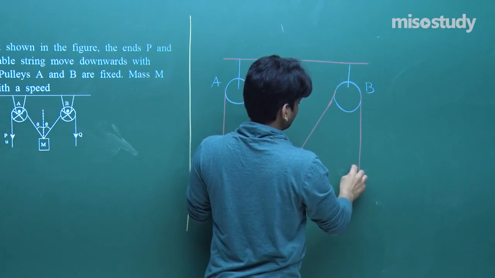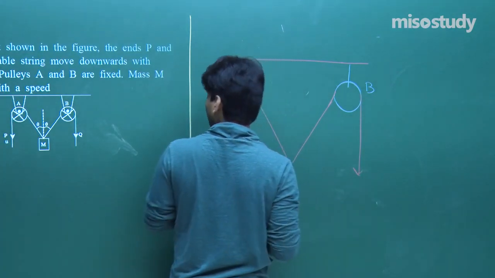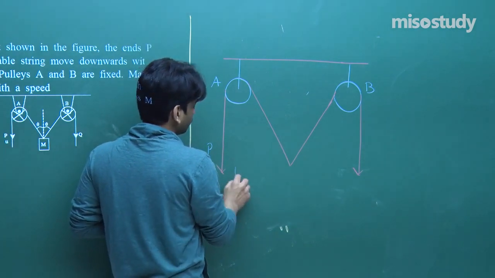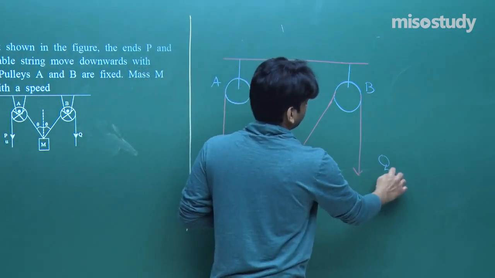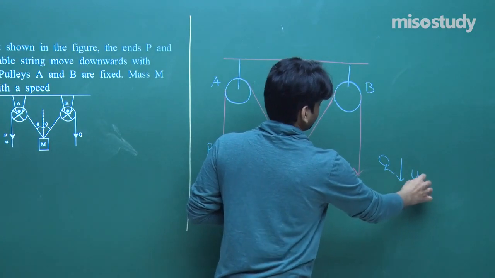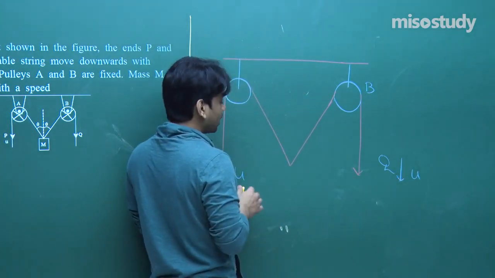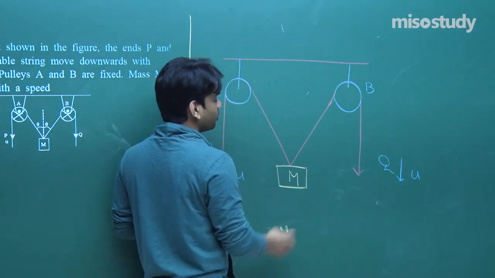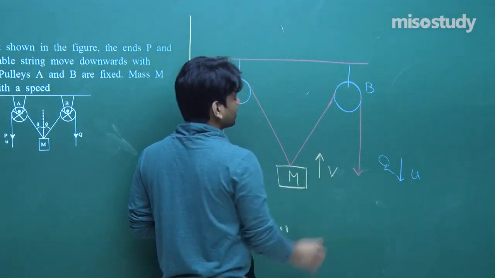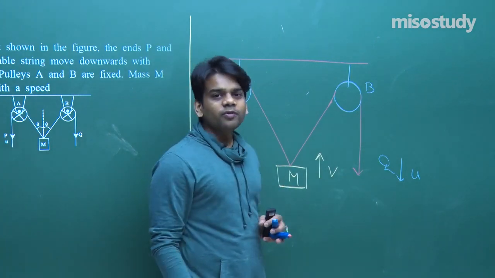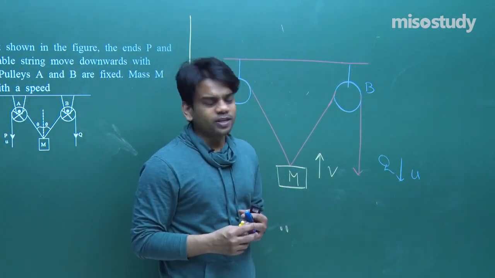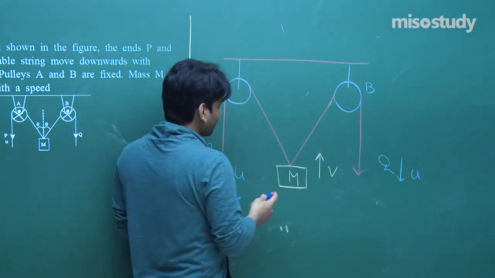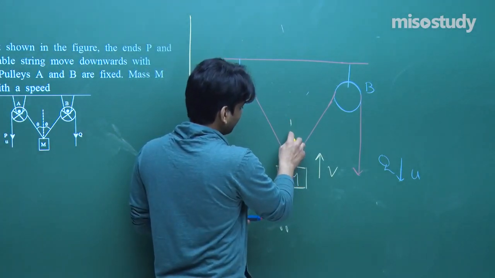Hope that now it is clear to you all, and this end P and Q are coming down with speed u. Now you see we have a block attached here. We have a block of some mass m attached here. It will be coming up. Let's say its velocity is v, that it is coming up. We have to find out how v is related to the speed u. These strings are coming down with speed u. Now see, it's given that this angle is theta.